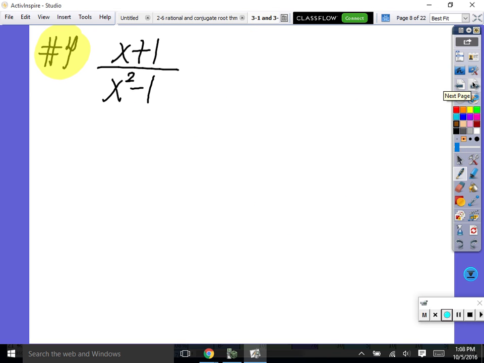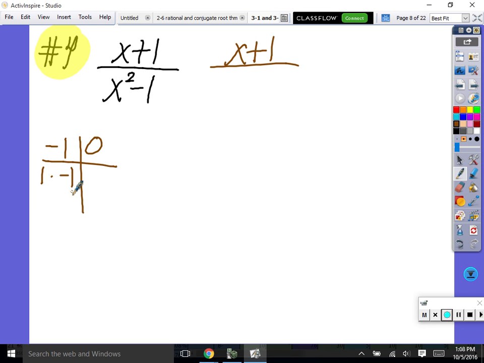Let's do number 4. So we have an x plus 1 on top. Nothing to do. We don't have to factor that. Let's factor the bottom because there might be factors in disguise. So we're looking for a multiplied to be -1 and adds up to be 0. 1 times -1, correct? We should be really good at factoring. We can quick factor it because our a value is +1. So this factors to be x plus 1 times x minus 1.